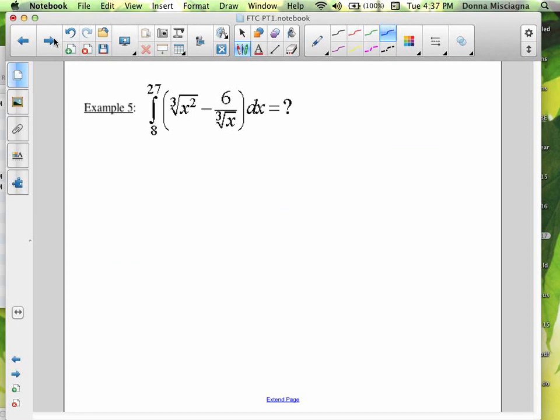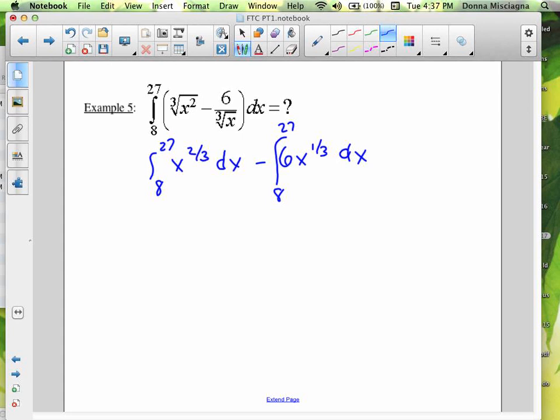All right, so we're going to integrate and evaluate this one. I'm going to break that into 2, and I'm going to rewrite that negative 6 cube root of x as an exponent, not a radical. Rewrite both of these. All right, so we have x to the 2/3 dx from 8 to 27, and then minus 6x to the 1/3, and that again would be from 8 to 27 dx.